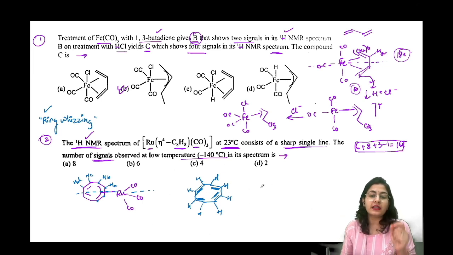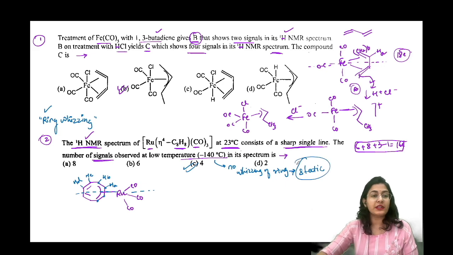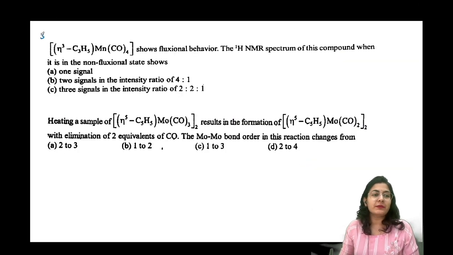Okay, but at lower temperature there is no rotation or whizzing of the ring, which means everything is now static. It has stopped completely. So when everything is static, you can take that only 2 of these are going to be bound. So how many proton signals will come there? You see A, B, C, D, 4 signals you are going to get. So yes, 4 is the correct answer, because at low temperature it becomes static. Alright, very beautiful question. Another question, number 3.